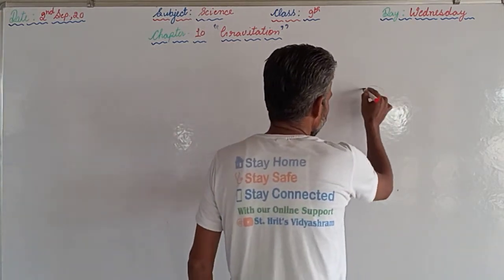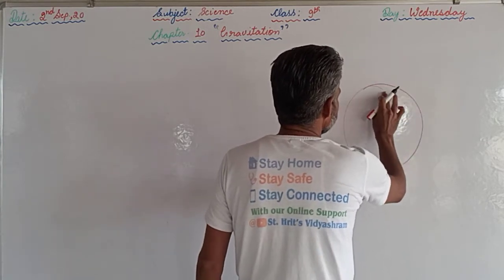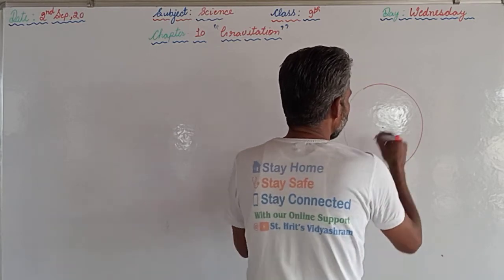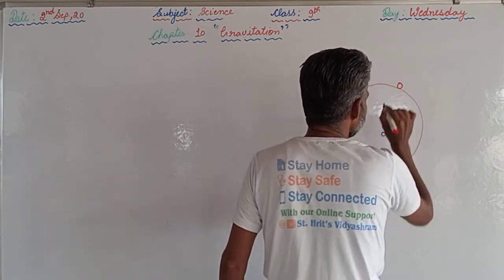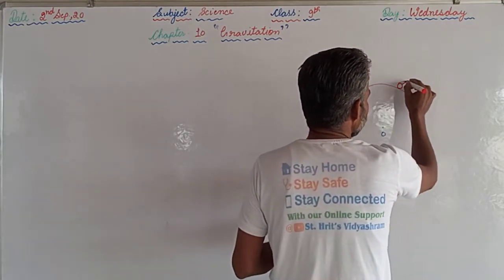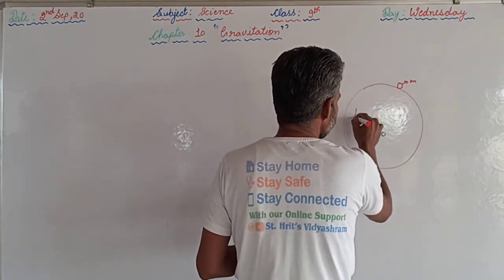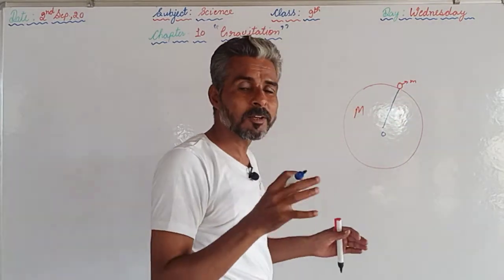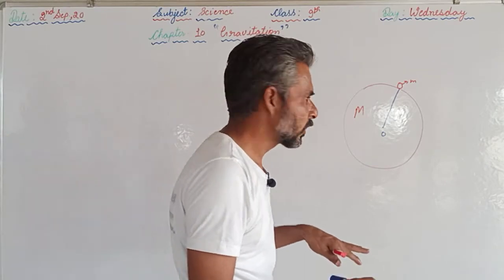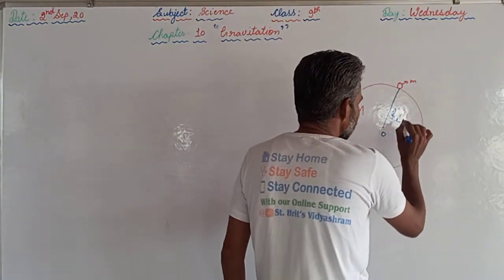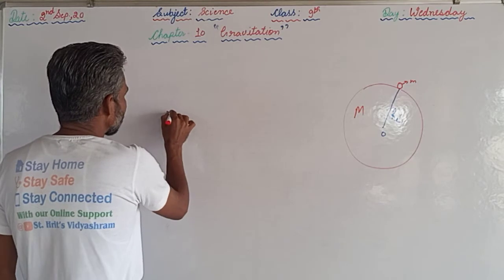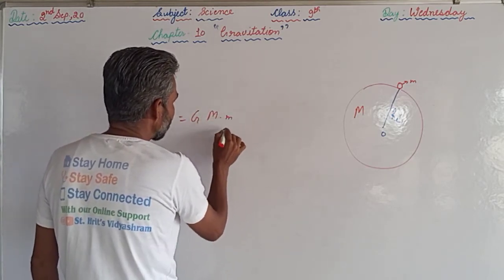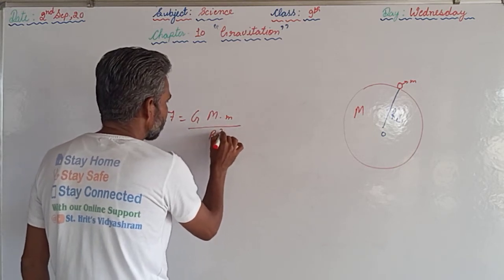If the earth is like that and this is the center of the earth, and any object is there on the surface of the earth, having mass small m, and the mass of the earth is capital M, the distance between them will be only the radius, because that object is on the surface of the earth. So that is the radius of the earth. So the formula will be F is equal to G M into m upon R E square.